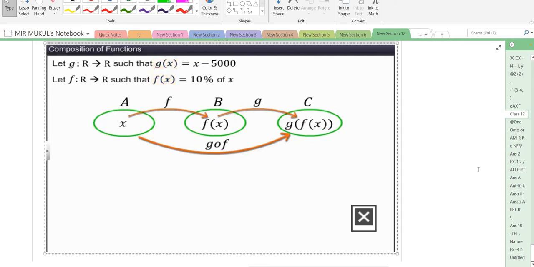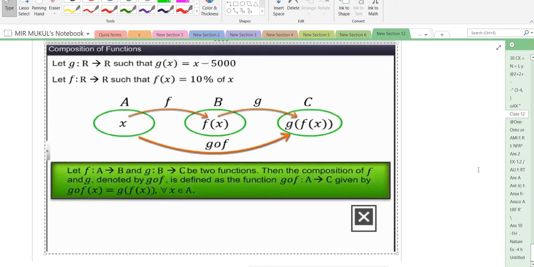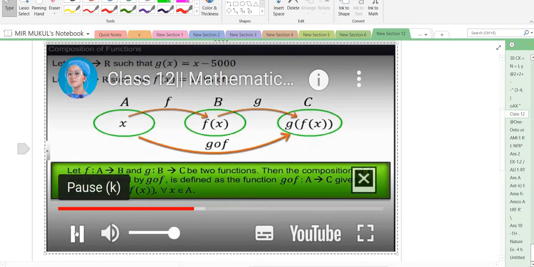This leads to the definition of composition of functions. If f is a function defined from A to B, and g is a function defined from B to C, then the composition of f and g is a function defined from A to C, denoted by g circle f, and is equal to g of f of x for all x.